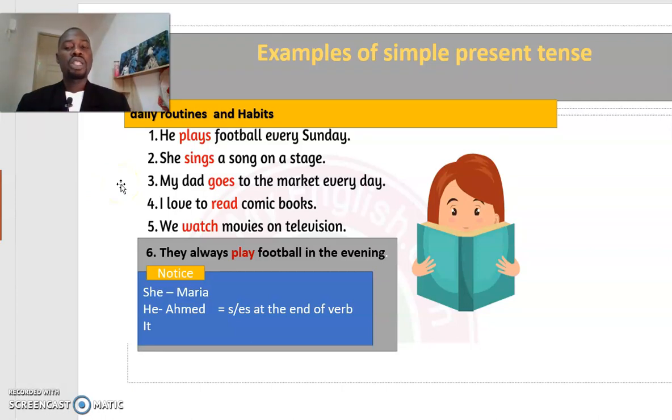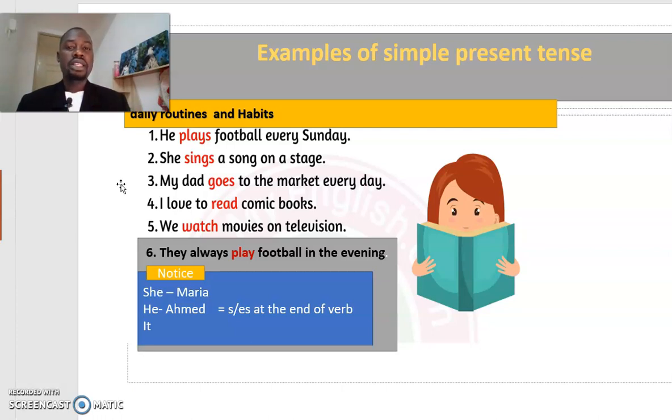The third one is "my dad goes to market every day." And this sentence also tells us about an action that is happening regularly, every day. "Every day" means the timing, an adverb of time. Instead of "my dad," we can use "he goes to market every day," right? So the verb "goes" takes s or es, right?